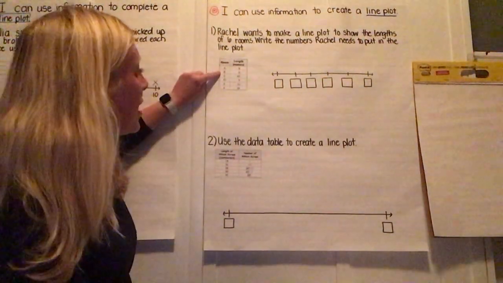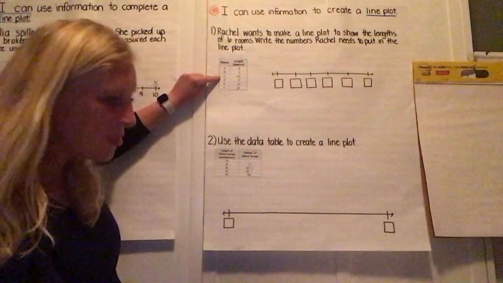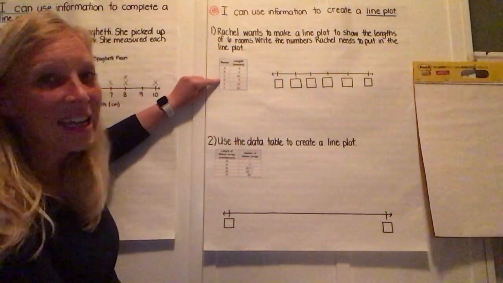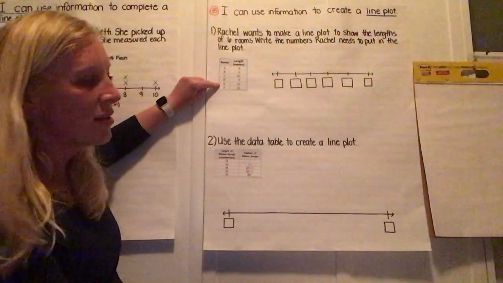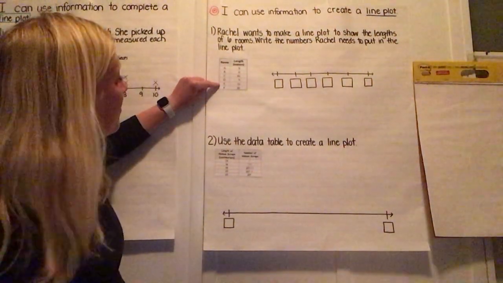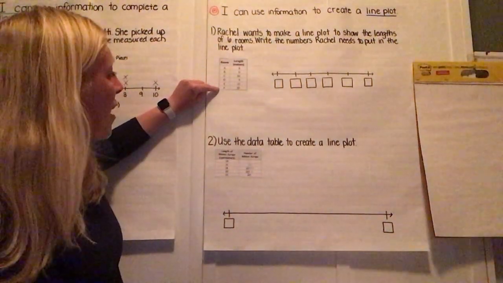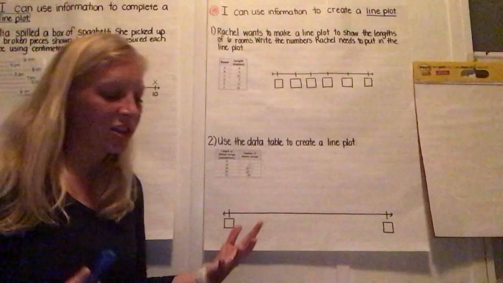How long is room B? 6 meters. What about room C? 10 meters. How about room D? 9 meters. How about room E? 11. Okay. 11 what? 11 meters. And what about room F? 10 meters. Okay, so what do we need to ask ourselves first?